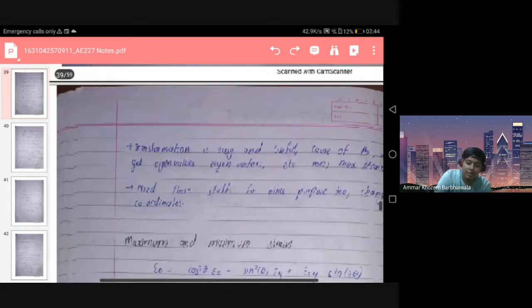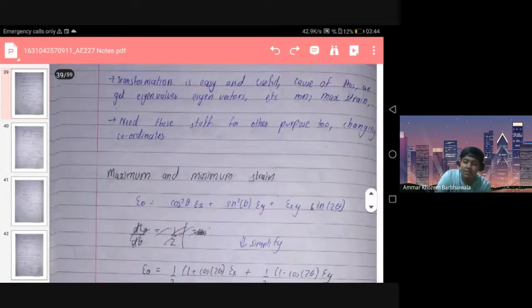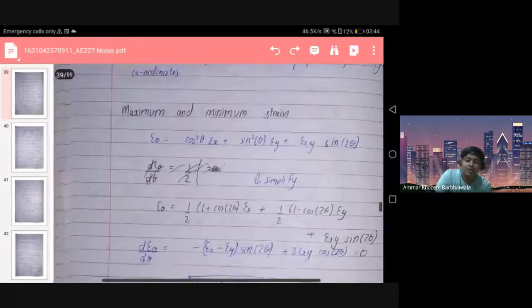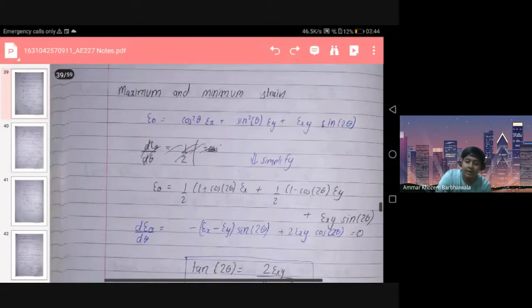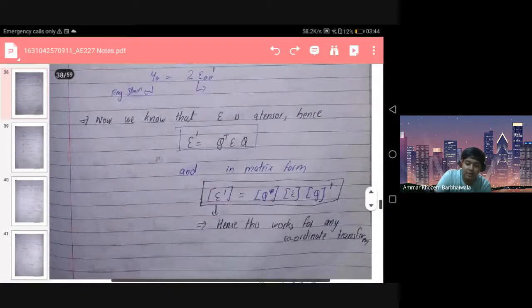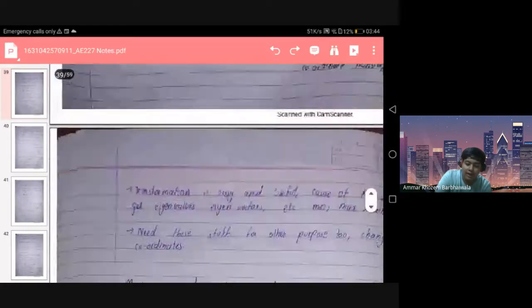So yes, this transformation is easy and useful. This is how we get eigenvalues and eigenvectors and the max and min strain. So the next topic is maximum and minimum strain. After writing this matrix in 2D and solving, we know that we have this formula for the shear strain.